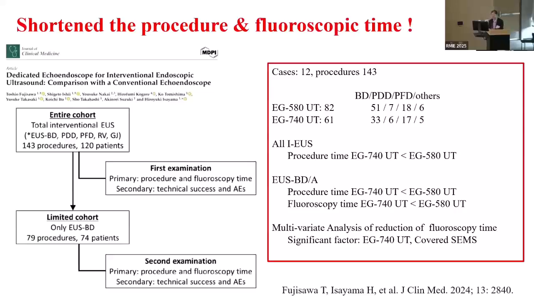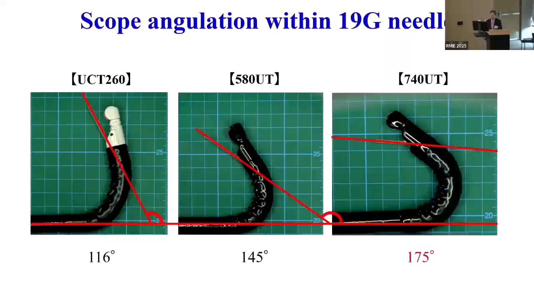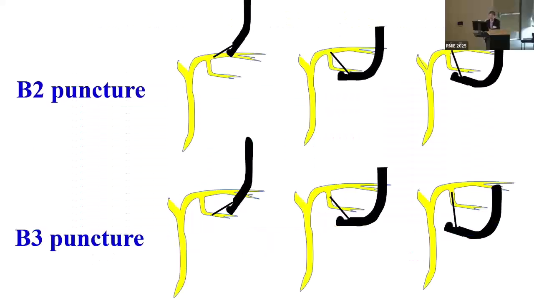Using this scope, compared with the previous scope, the 580, the procedure and fluoroscopy time are shortened, because this is a very dedicated scope for the interventional areas. Actually, puncture ability is very difficult, so the 740 can puncture a very wide area. According to the scope, the puncture configuration is much different. So, Olympus scope 580 and 740, both B2 puncture and B3 puncture.